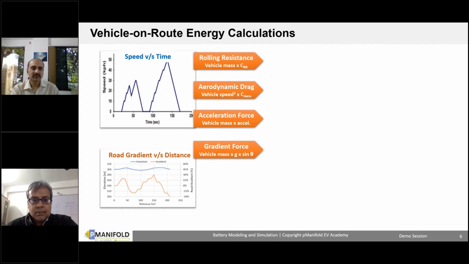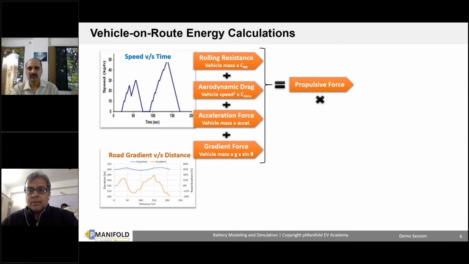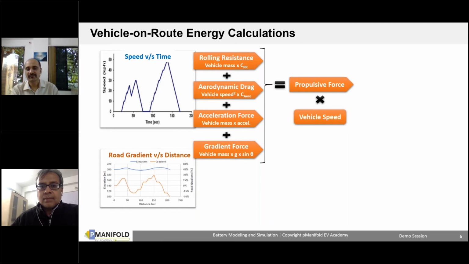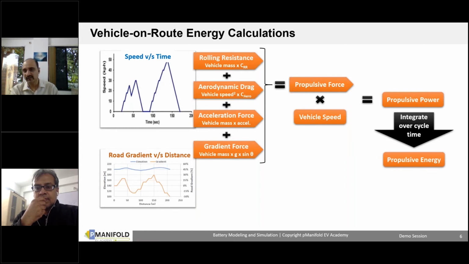And using that profile, you can calculate the various forces that are acting on the vehicle, and you balance those forces. To get the desired acceleration, or to maintain the desired speed, you would have a propulsive force required, and that times vehicle speed is basically the power required at the wheels, right? And power is nothing but energy per unit time. If you integrate it over the cycle time, what you get is the propulsive energy at the wheel. So this is the energy at the wheel required to move the vehicle.